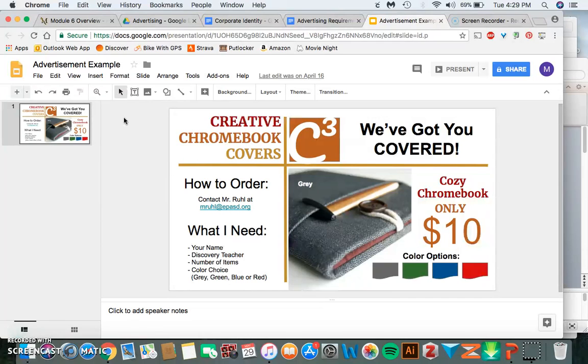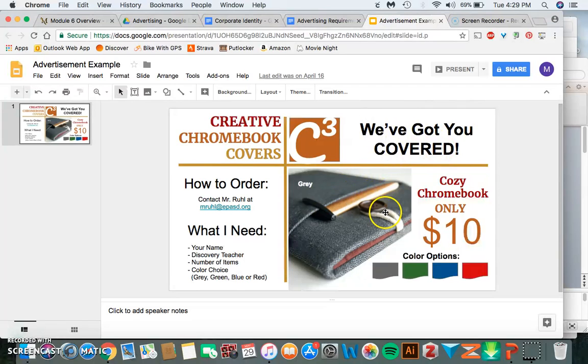And this is just an example that I show my students that incorporates all of the required components that were just listed on the last page. I show my students here that I have my company name, which would be Creative Chromebook Covers. I have my company logo, which would be C3. My slogan that I developed is "We've Got You Covered."